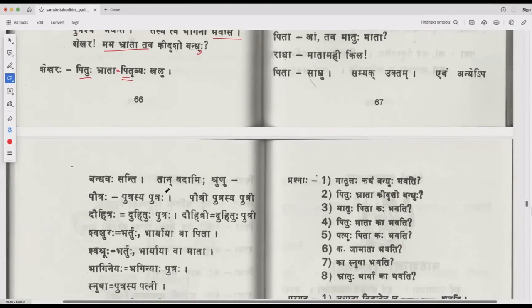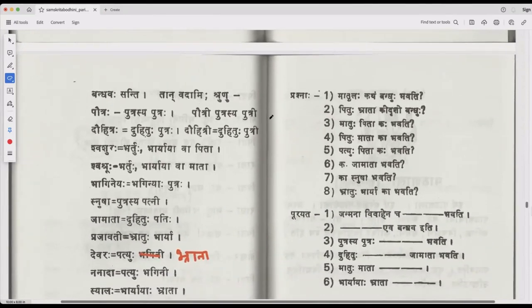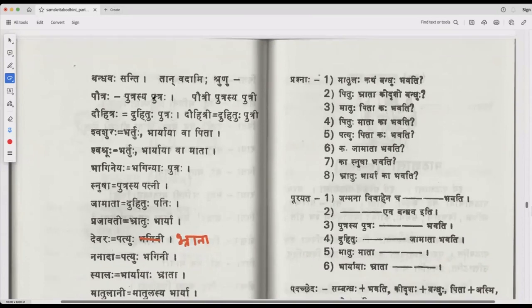Next. Sadhu samyak uktam evam anyepi bandhavah santi tan vadami shrunu. Sadhu, good. Samyak uktam, well said. Evam, in this manner, anye api, other relatives are also present. Tan vadami, I will talk about them. Shrunu, listen to it. So each one can take turns and say four of those.